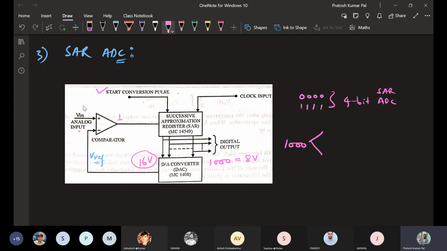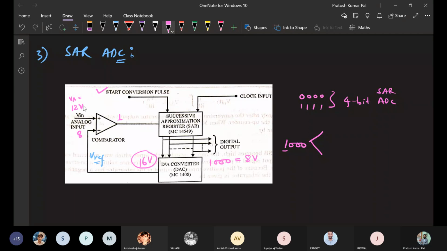This 8 volt value will be compared to the input, so suppose the analog input voltage V input is 12 volt. Initially it was 0, and now it is 12 volt, so it is high and will be activated to 1. This 1 means we have to increase the MSB to 1. After the MSB is increased to 1, the value will be 1000. This 1000 value will be equivalent to 8 volt when we pass it through the digital to analog converter, which converts a digital value to an analog value.